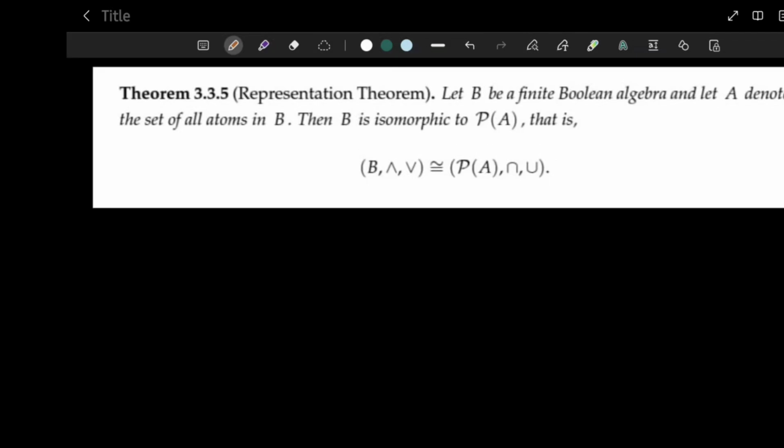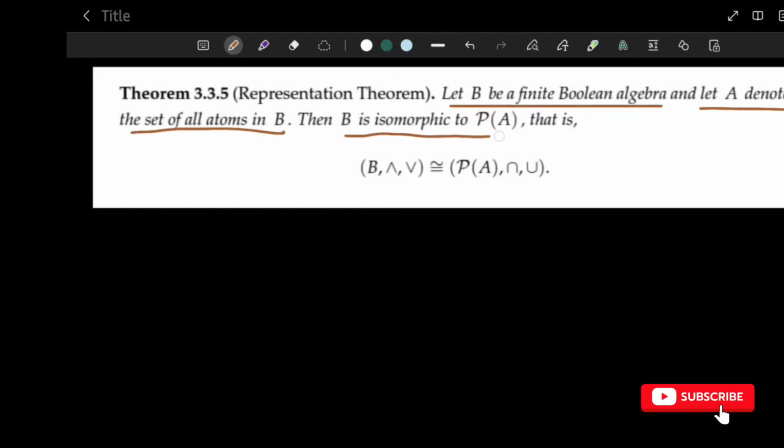Let's get started with this powerful theorem. Now let's see the statement of the theorem. Let B be a finite Boolean algebra and let A denote the set of all atoms in B. Then B is isomorphic to the power set of A, that is, B with meet and join is isomorphic to the power set of A with intersection and union.